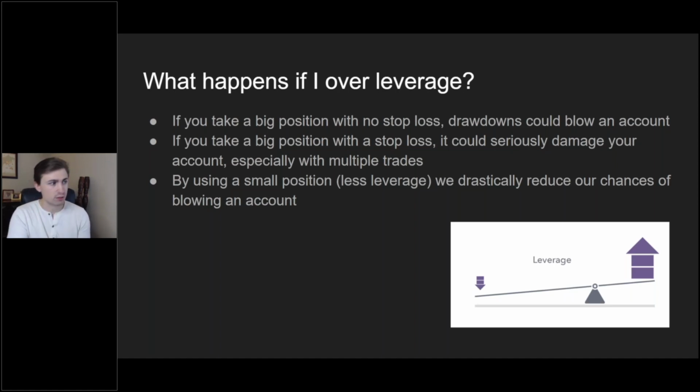If you take a big position with a stop loss, it could still seriously damage your trading account with multiple trades. Because again, you could have huge positions and still put a stop loss and say, well, look, I had a stop loss, but those stop losses are 10% of your account each. That's not a great solution either.